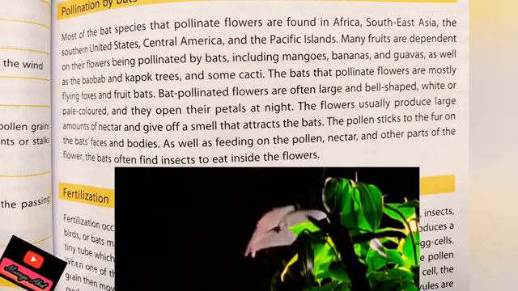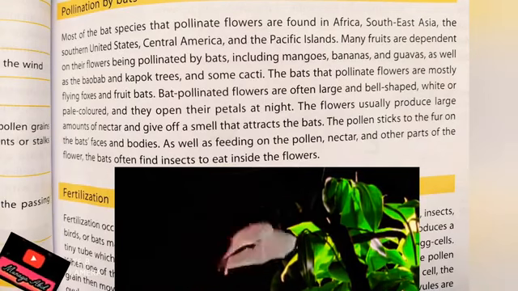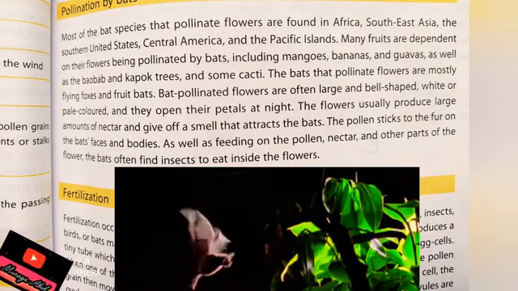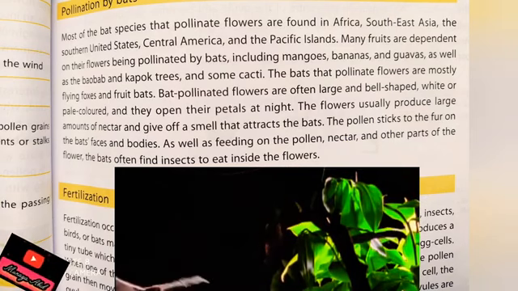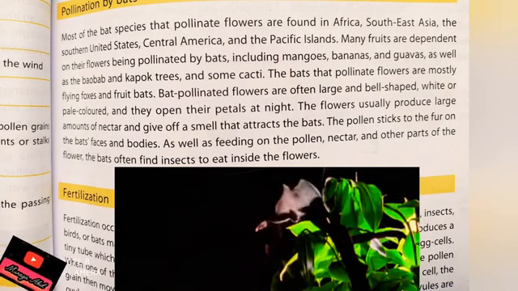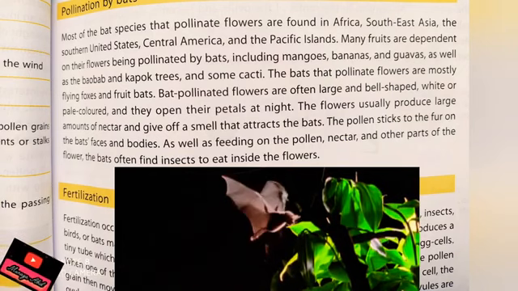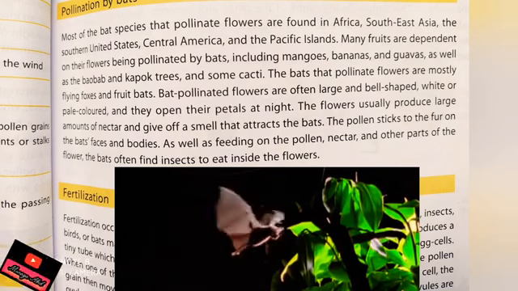Pollination is also done by bats. Can you see this bat? It's from Nat Geo Wild Movies. And this bat is doing what? It is coming to the flowers and it is pollinating them.